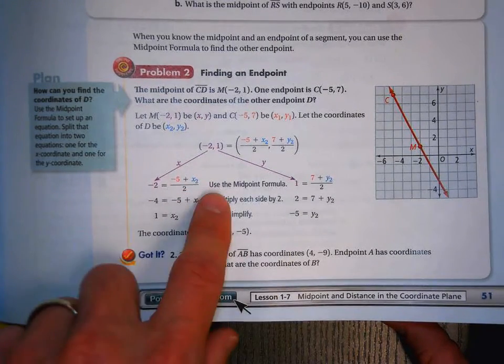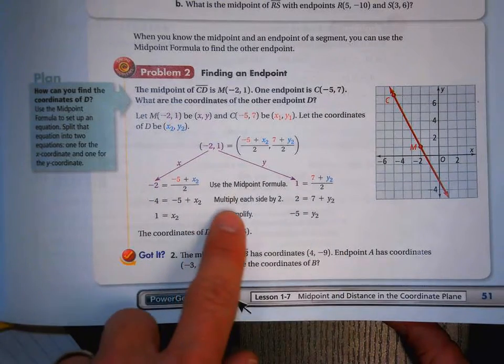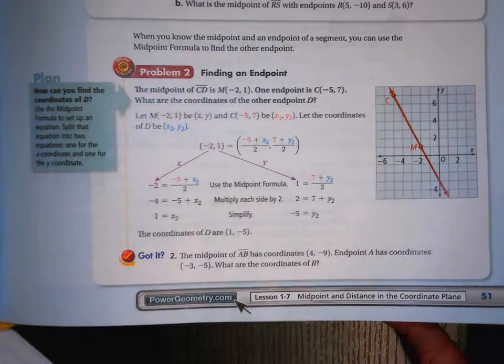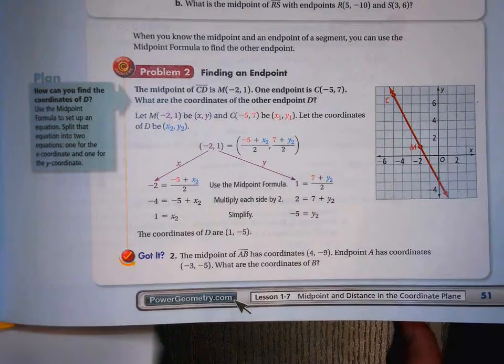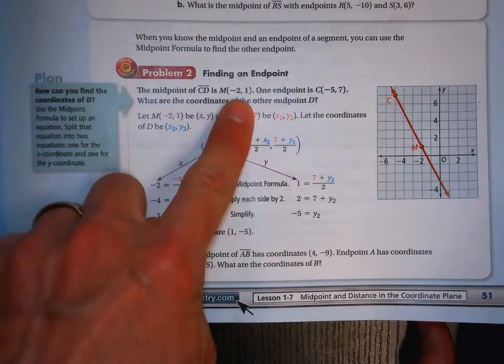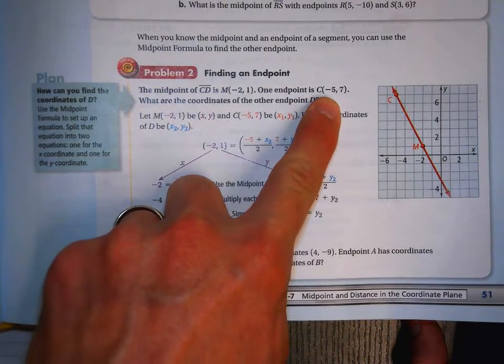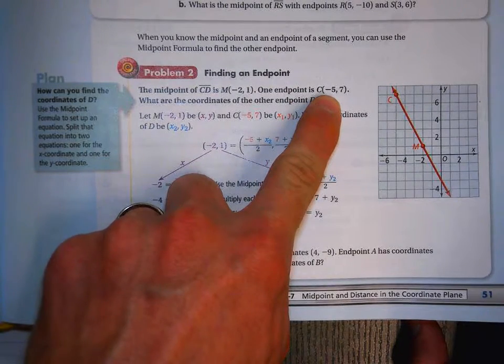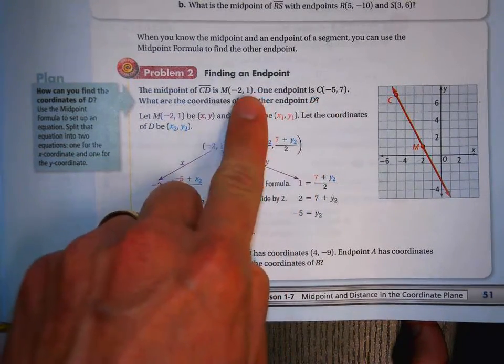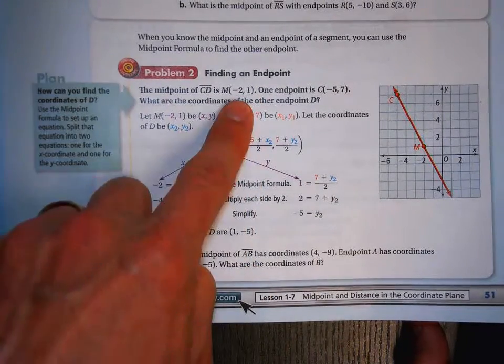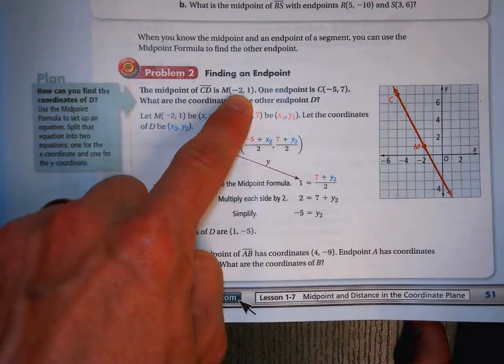Use the midpoint formula to set up your equation. Multiply each side by 2. Simplify. You have now solved. But now let's use our shortcut. Take a look. Here's the midpoint, -2. Here's one of the endpoints, -5. How far is -5 from -2? 3 units. 3 units up. What's 3 units up from -2? +1.